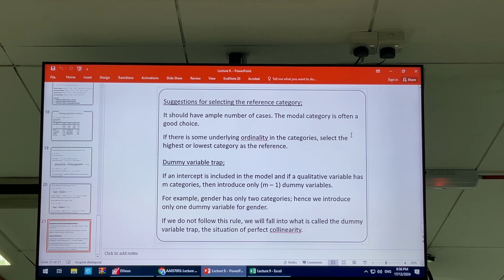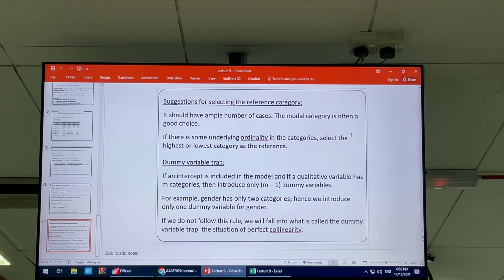Suggestion for selecting the reference category: you should have an ample number of cases. So which one should be used as the reference category? The reference category is the category that we do not include, the category that we do not assign a dummy variable. Just now, male and female, we just include a dummy variable for female, right? We exclude male. So male is our reference category for the example that we considered just now.